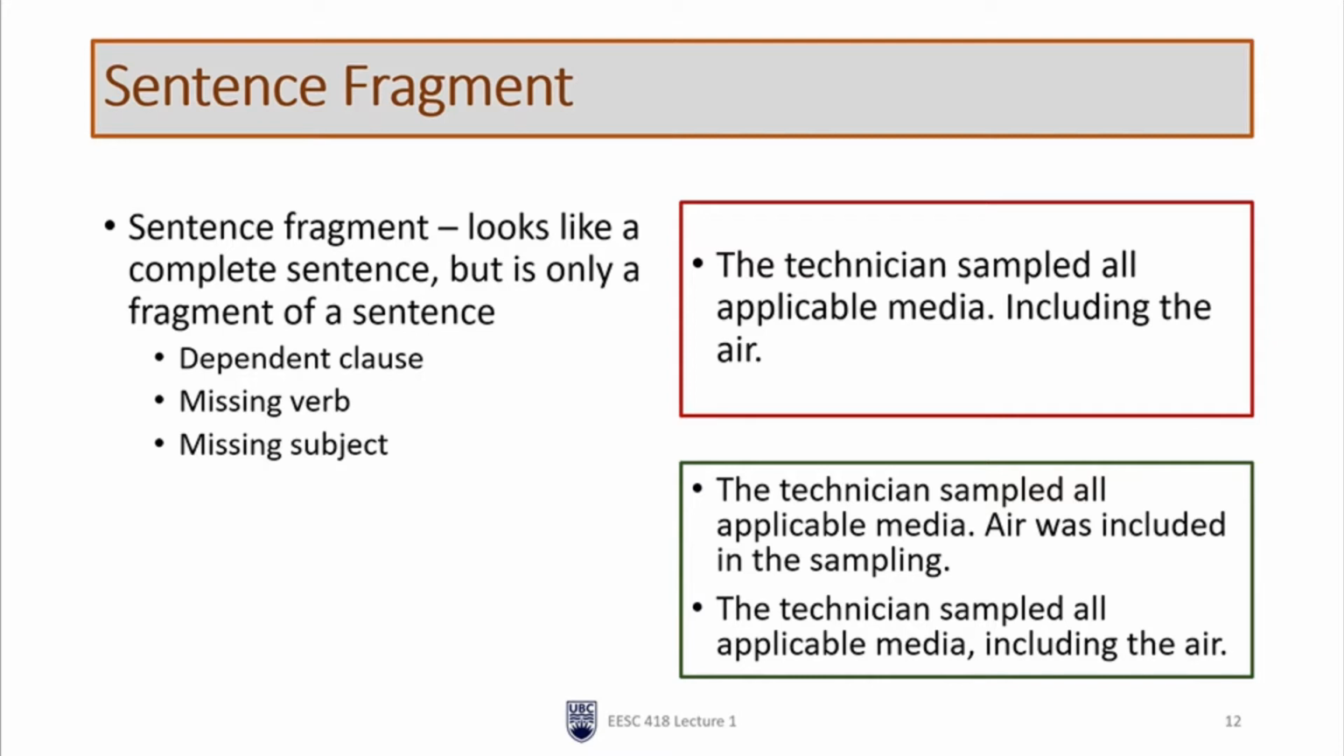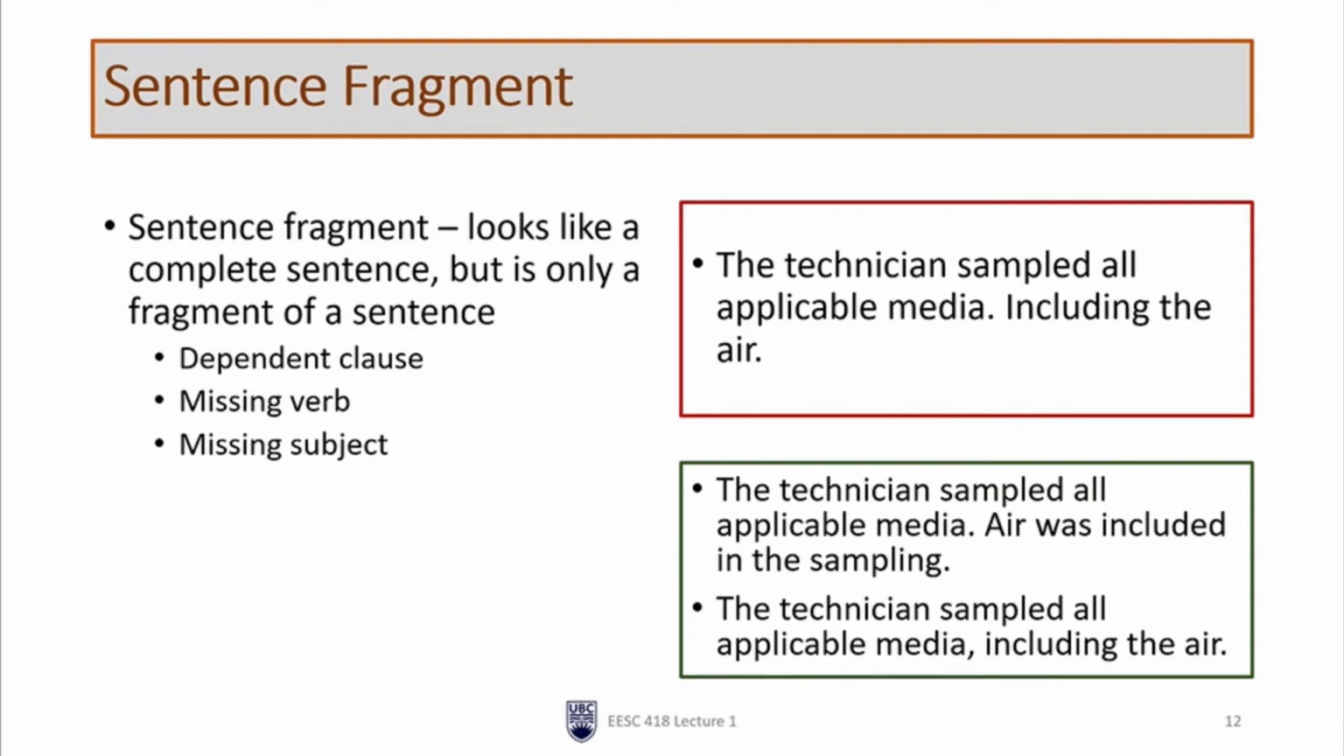So the first sentence is an independent clause. It's a complete sentence. The second sentence is just a fragment, including the air. There's no verb in that sentence. So there are a few different ways we can fix this. One is to totally recast the second sentence and write it with a subject and a predicate.